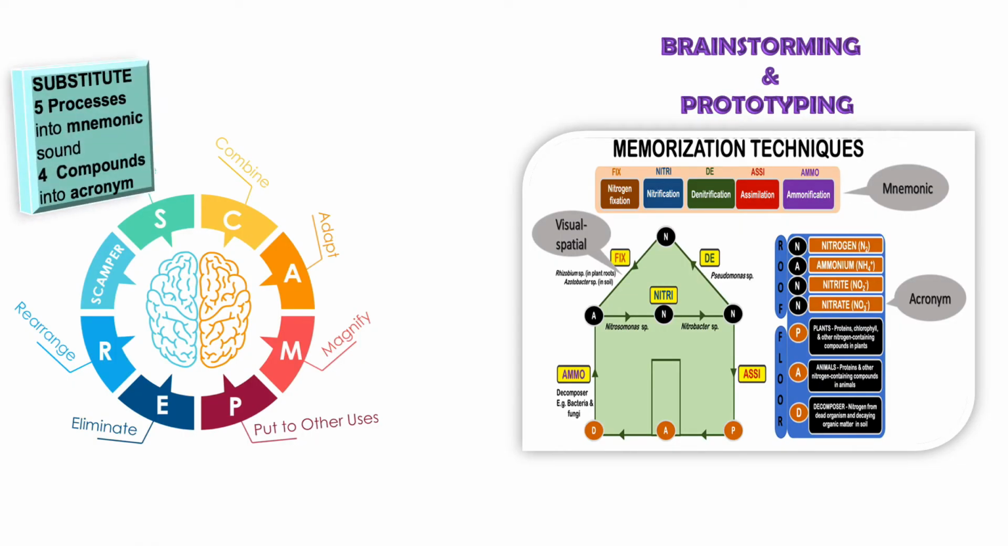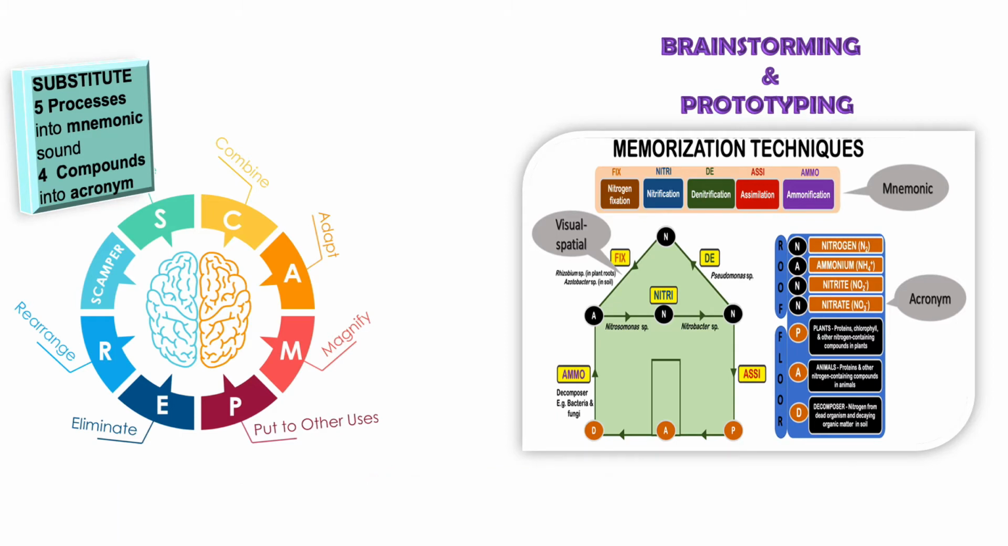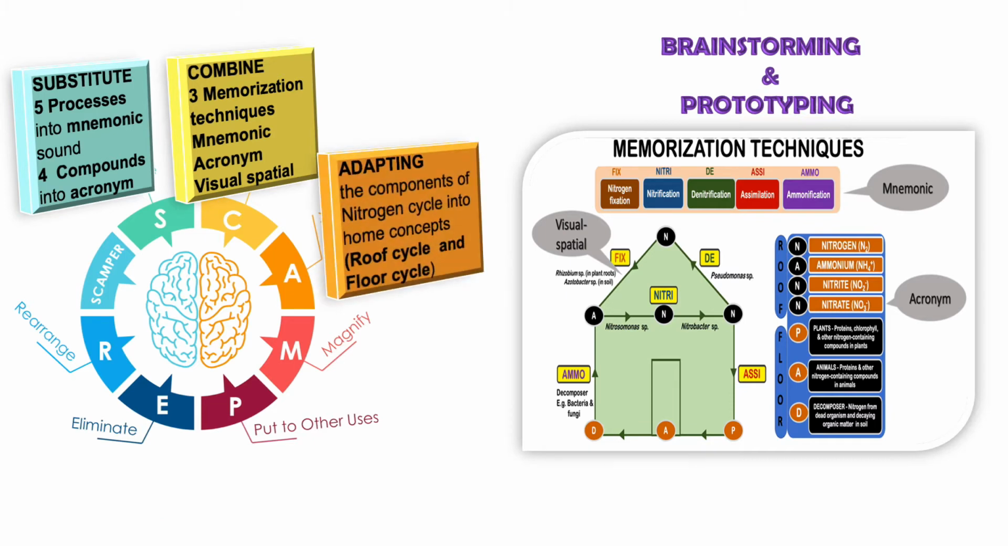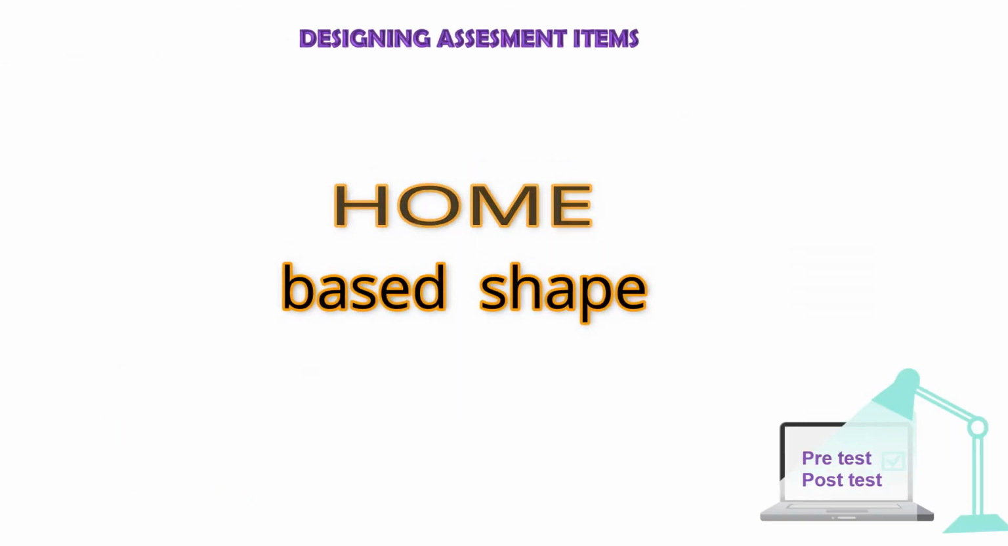To materialize FixNitri DeAssiAmmo Home, we apply thinking techniques, such as substituting processes with mnemonic sounds. We also substitute compounds with acronyms. We combine 3 memorization techniques consisting of mnemonic, acronym, and visual spatial. We also adapt the components of the nitrogen cycle into a root cycle and a flow cycle. We also modify the conventional nitrogen cycle into a home-based shape.